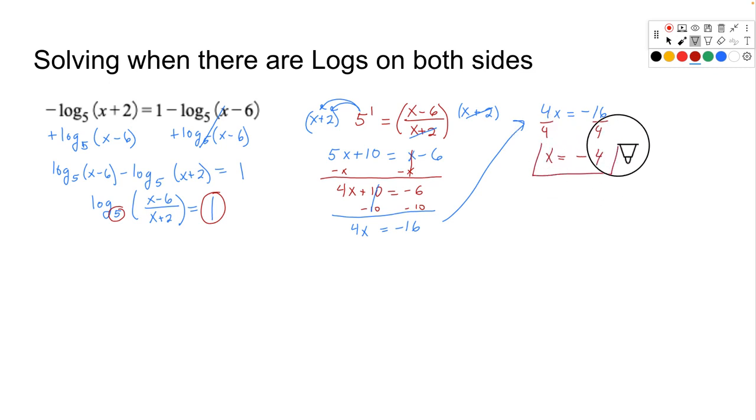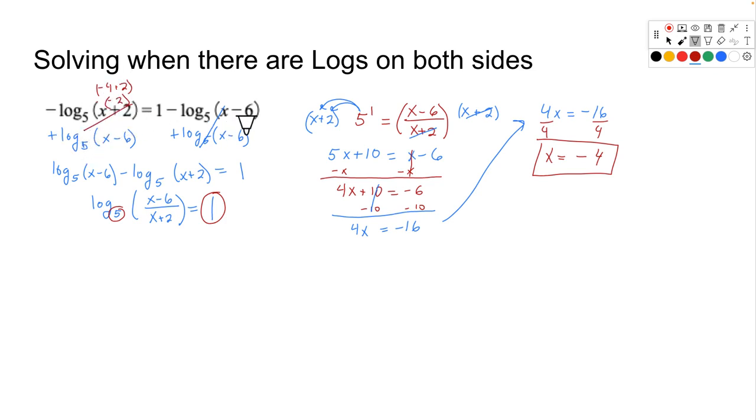Oh, we're done. Really? Well, we have to check, though. Remember, for any input into a logarithm, it has to be a positive number. And so in this case, x equals negative 4. Let's check if it'll work. Well, if I put it into this logarithm, I'll have negative 4 plus 2. That's going to give me a negative number. I get negative 2 inside of a logarithm. So it doesn't work here.